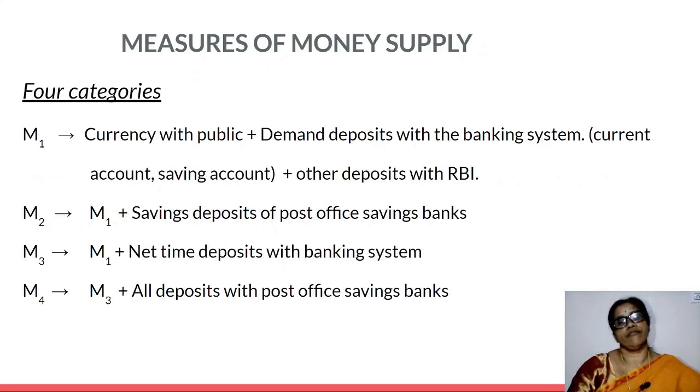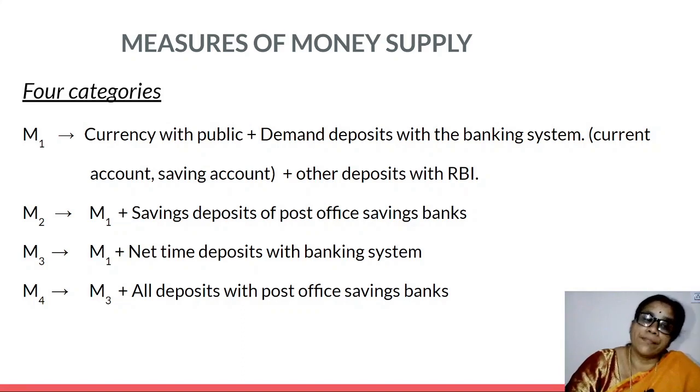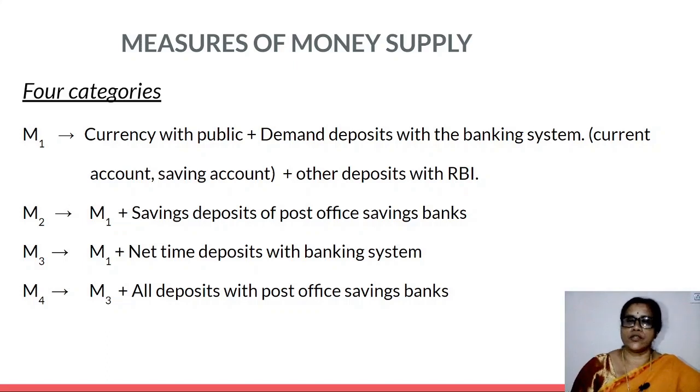Now, measures of money supply. We have 4 categories of measures of money supply, that is M1, M2, M3 and M4. This gradation is according to the liquidity. Here M1 is currency with public, plus demand deposits with the banking system. Demand deposits with the banking system include both current account and saving account, plus other deposits with the RBI. This is called M1.